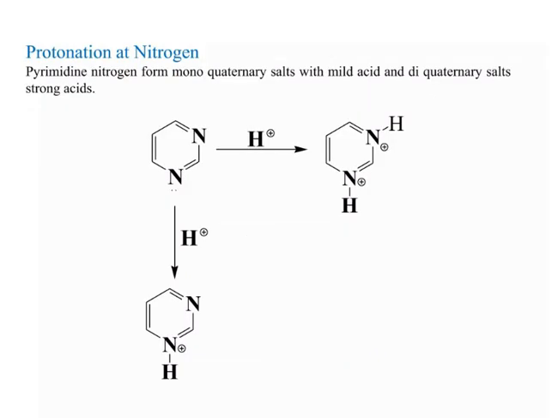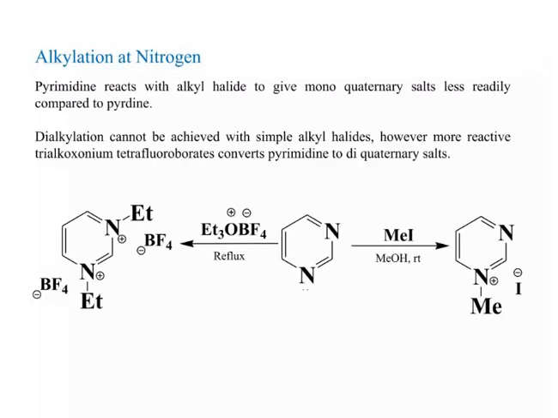Now protonation at nitrogen. Pyrimidine nitrogen forms a monoquaternary salt with mild acid and a diquaternary salt with strong acid. So alkylation at nitrogens. Pyrimidines react with alkyl halide to give monoquaternary salt less readily compared to pyridine. Dialkylation cannot be achieved with simple alkyl halides. However, the more reactive trialkoxonium tetrafluoroborate converts pyrimidine to diquaternary salt. You can see in this mechanism.